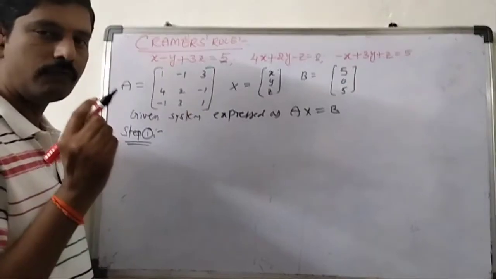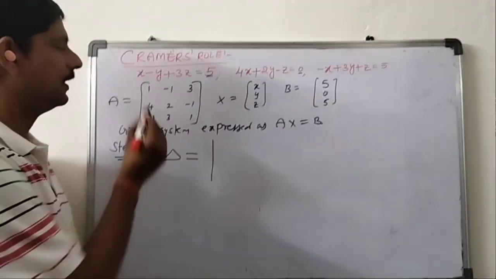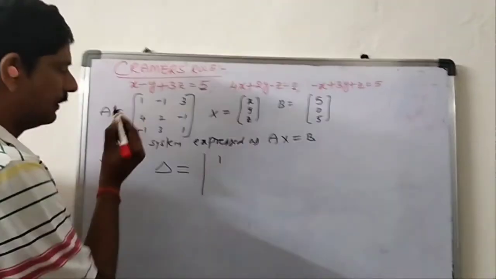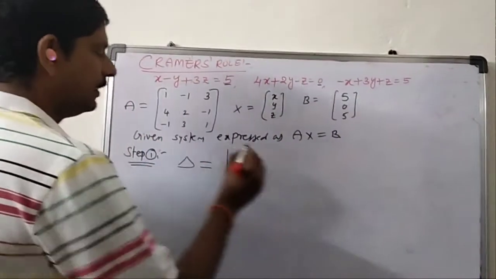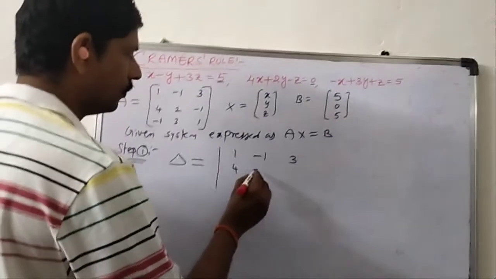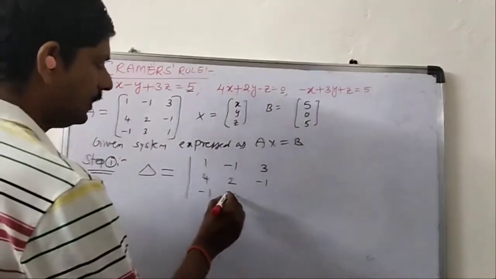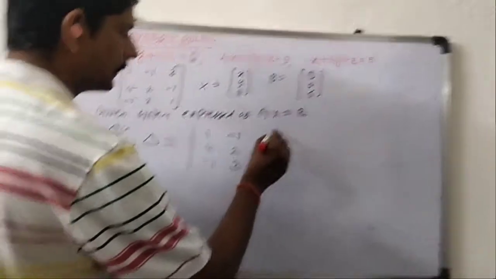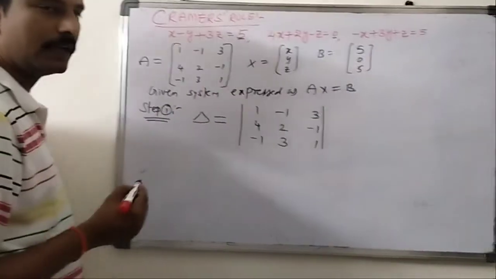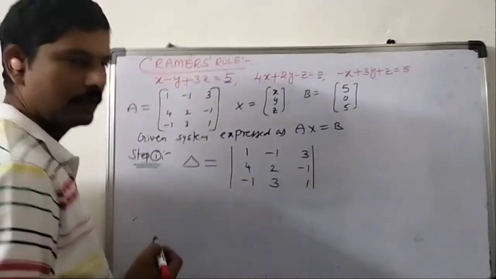What is step 1 in Cramer's method? First you have to find the value of delta. Right, very good student. Delta is nothing but the determinant of the matrix A: 1, minus 1, 3, 4, 2, minus 1, minus 1, 3, 1. How to find the determinant of this matrix? This is a 3 by 3 matrix.